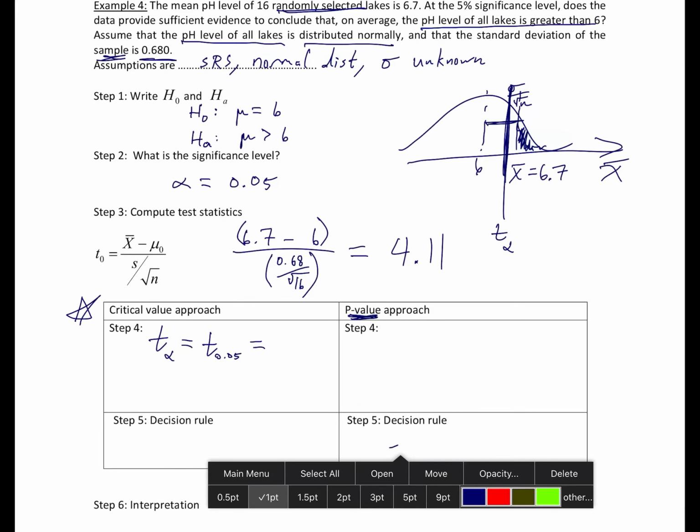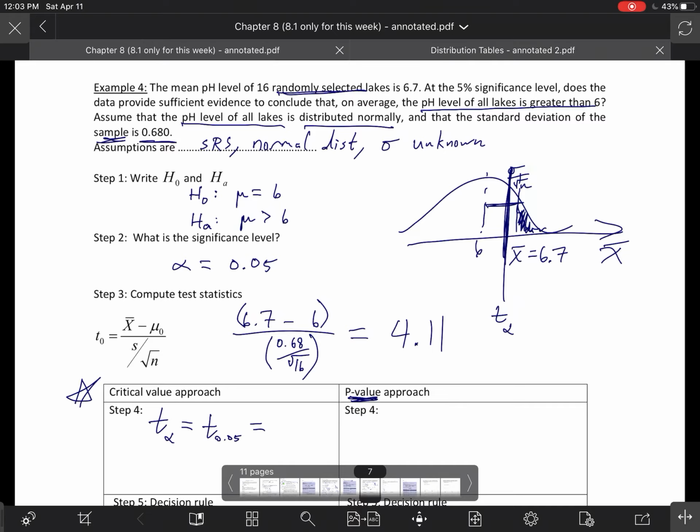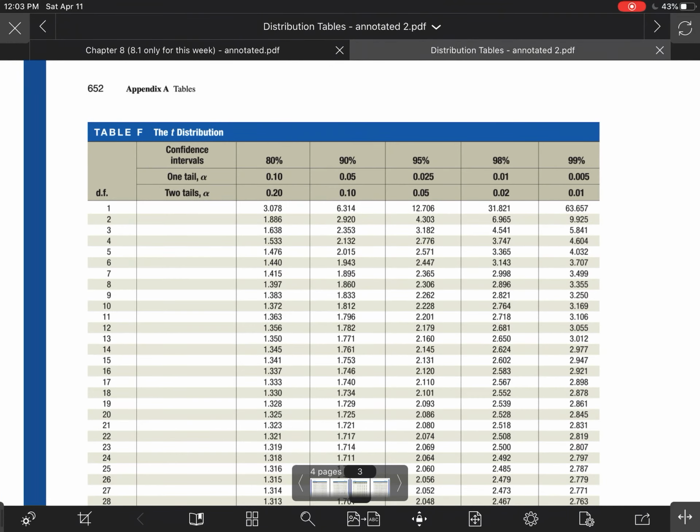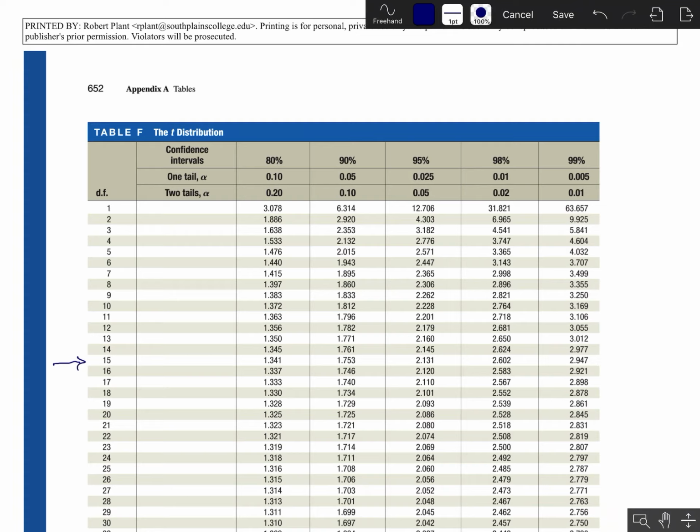Okay, so let's talk about how to compute this. We want a t value that has 5% area to the right of it. So for this, we're going to use our t distribution table. Now remember, our sample size was 16. We sampled 16 lakes. So that means that the number of degrees of freedom that we have here will be 15. So I'm going to be using this row.